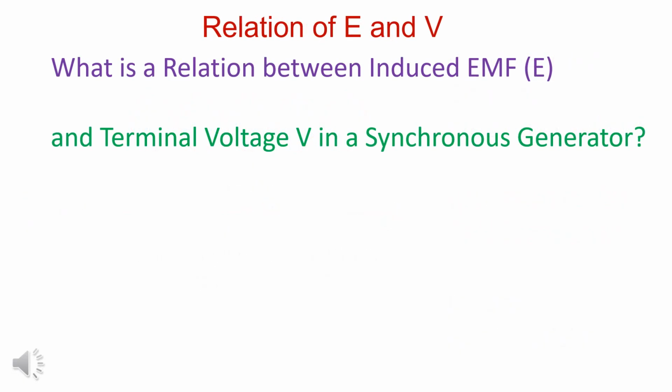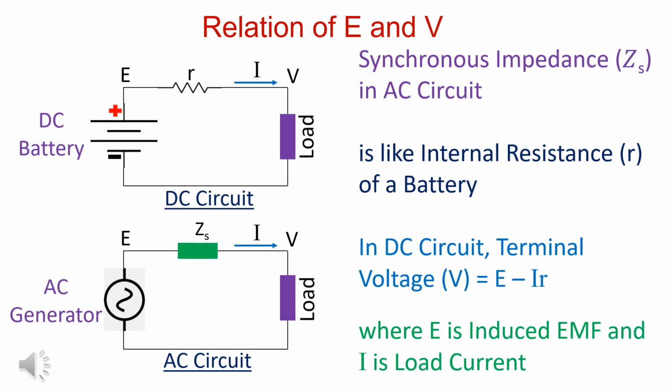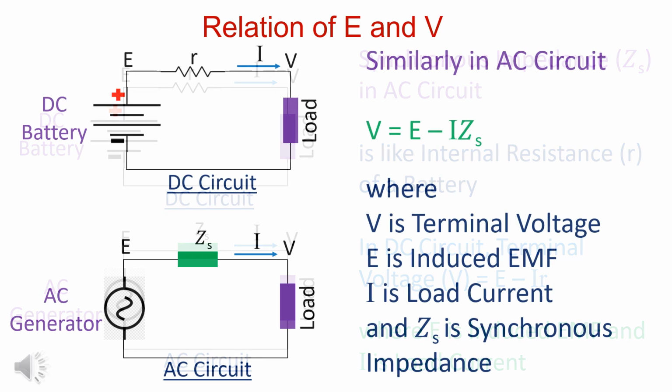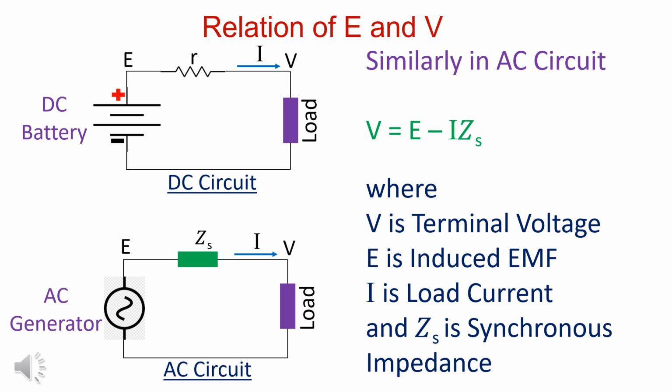What is the relation between induced EMF and terminal voltage in a generator? Synchronous impedance ZS is just like internal resistance of a battery. In case of a battery, V is equal to E minus IR. In a synchronous generator, V is equal to E minus I ZS, where E is induced EMF, V is terminal voltage, I is load current, and ZS is synchronous impedance.